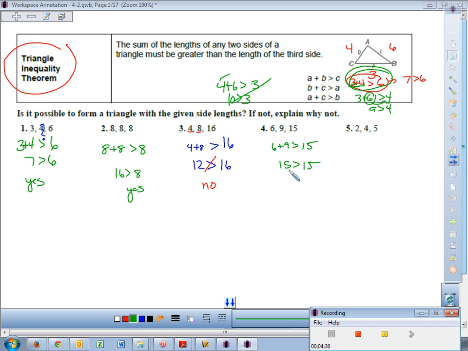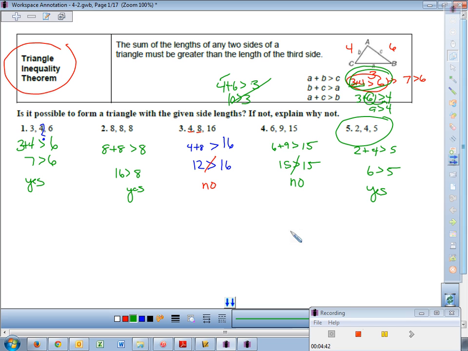We got to the point here where we got 15 greater than 15. Yes or no? No. Cross it out. Because that's when we did the two pieces of spaghetti that were equal to that third side. It didn't make a triangle, right? They didn't add up to be greater than. And this one, 2 plus 4 greater than 5? That'd be 6 greater than 5. Yes or no? You could have a triangle with side lengths 2, 4, and 5. You could have a triangle of 6, 9, and 15.